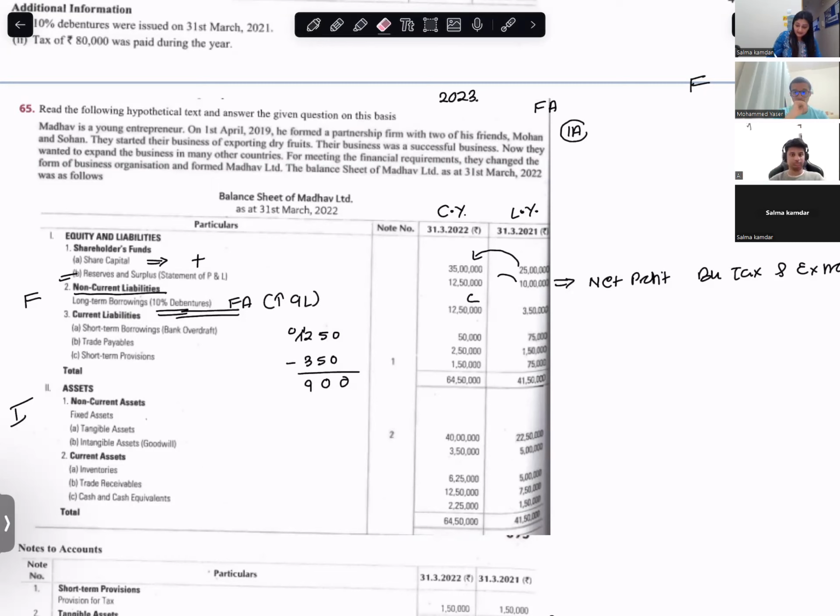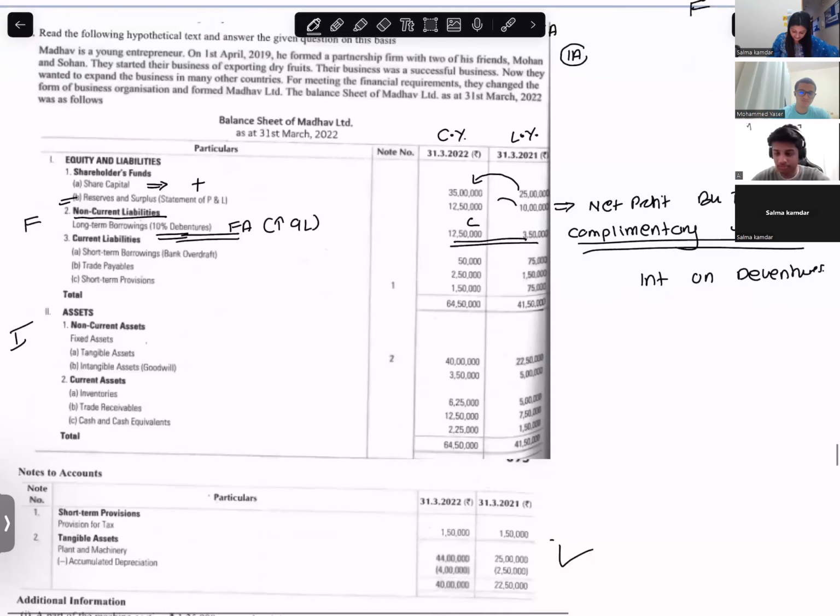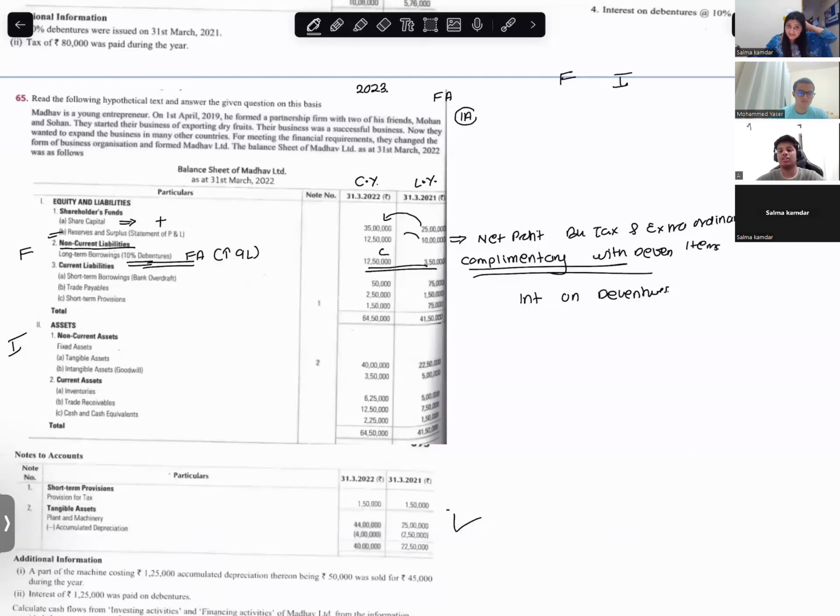Whenever debentures are there, along with that there will always be one more complementary thing: interest on debentures. Which activity is interest on debentures? Financing activity, outflow.